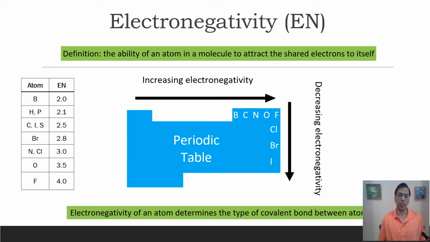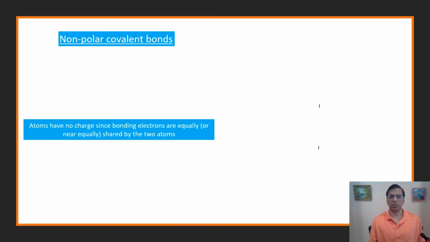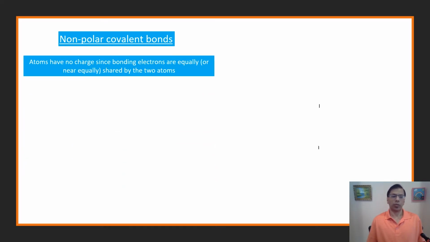So electronegativity of an atom will determine the type of covalent bond between the two bonded atoms. So let's see what are the two types of covalent bonds. The first one is called a nonpolar covalent bond. In a nonpolar covalent bond, the two bonded atoms will share the electrons equally or near equally.